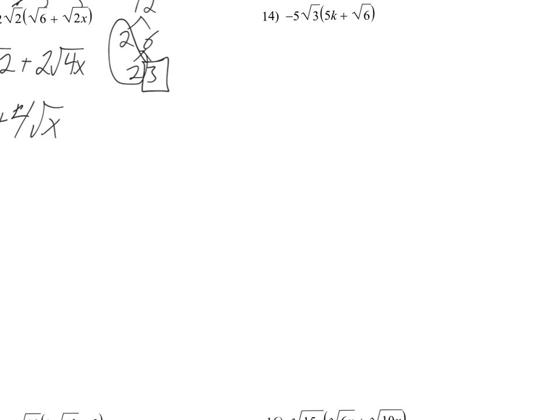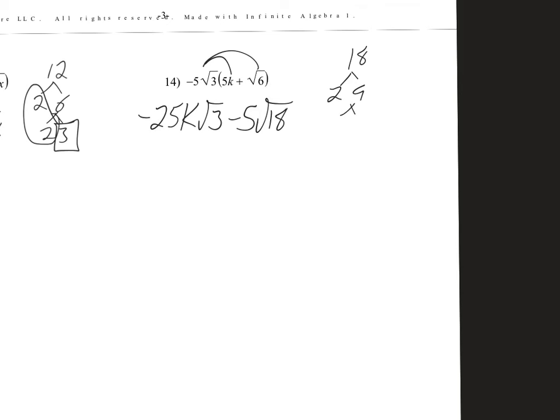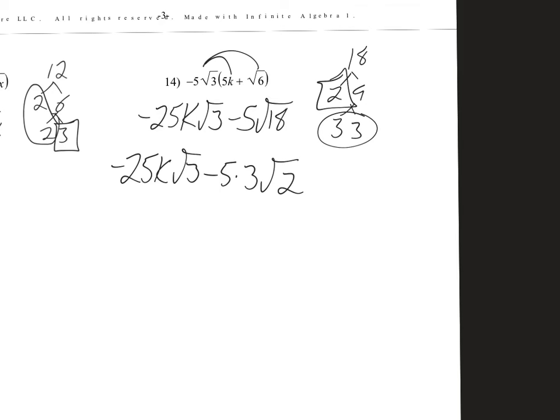Okay, now next one. We are going to have negative 25k radical 3 minus 5 radical 18. So 18, that's 2 and 9, 3 and 3. So that's a pair, that's 1. So we have negative 25k radical 3 minus 5 times 3 radical 2. So that gives me negative 25k radical 3 minus 15 radical 2.